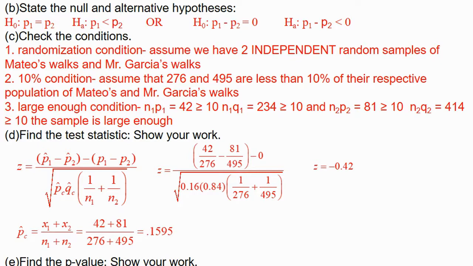Okay, so now let me go ahead and show you how you can just do this on the calculator as well. It's called a 2-proportion z test. See if you can find it on your own. 2-proportion z test.